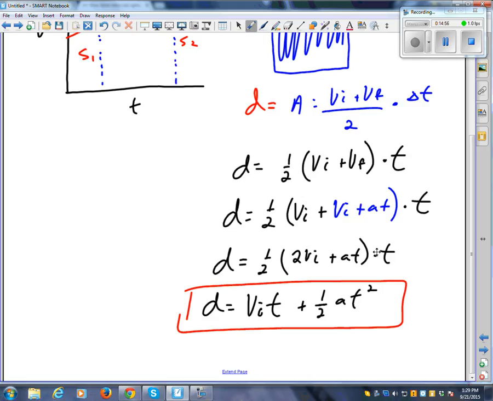We want it in a nice compact form that generally solves for something that we're looking for. Quite often we're going to look for the displacement when an object has an initial velocity and is accelerating. This formula allows you to figure out how far something goes when something has an initial velocity and then accelerates over a given period of time.